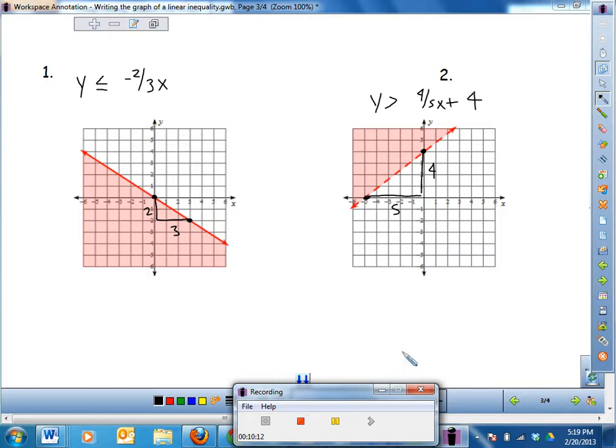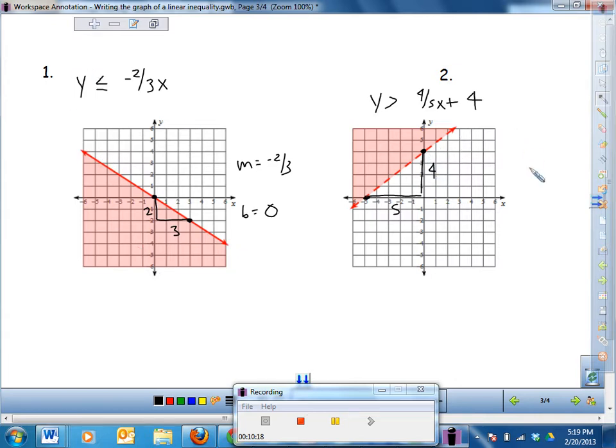Alright, here are the solutions to the first two problems. Notice on this one we had a slope of negative 2/3. Our b was 0, so we didn't include that because we don't need to put plus 0 at the end. But you do have a solid line, so it's going to include the equal to, and it was shaded below, so it's a less than.